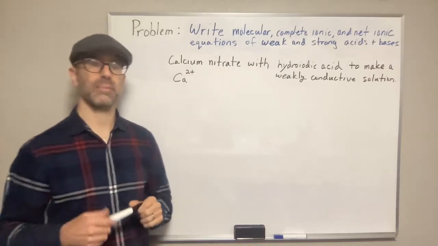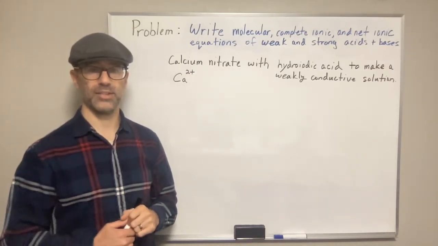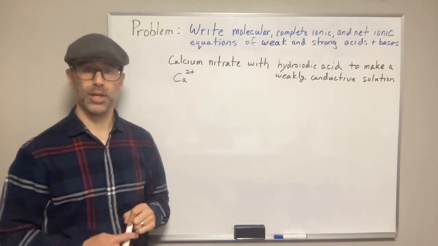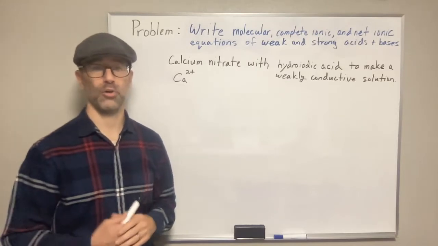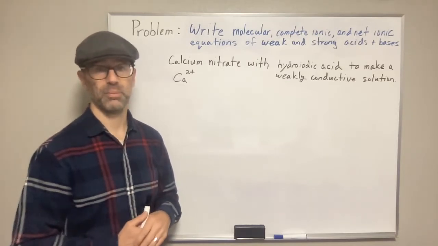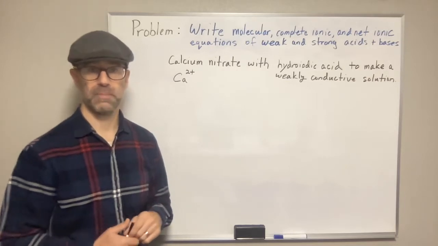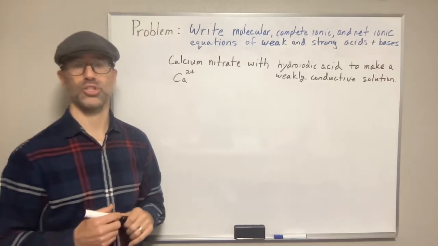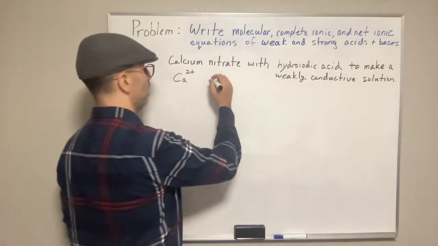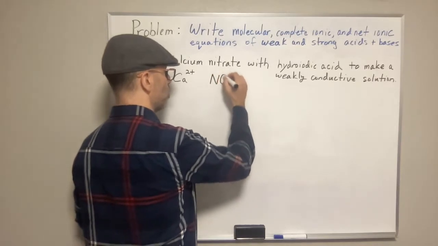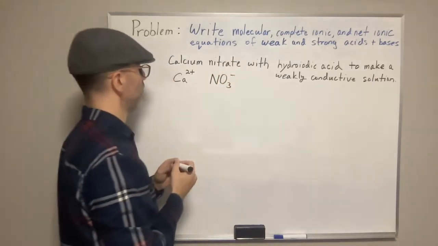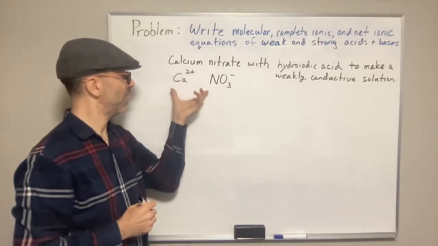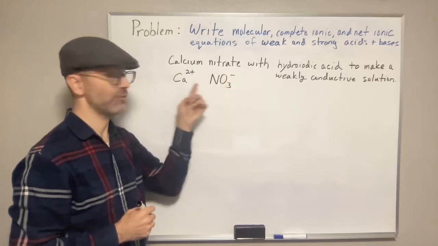Nitrate is a polyatomic ion, so you need to know your polyatomic ions. I'm sure your teacher has given you a list of them to memorize. I have a video that goes over polyatomic ions, so please see that video as a refresher if you need it. But you need to know the polyatomic ions, you need to know their formulas, and you need to know the charges on them. So for nitrate, it's NO3 minus. And so there are the 2 ions. You'll notice that I have a 2 plus and a negative 1.